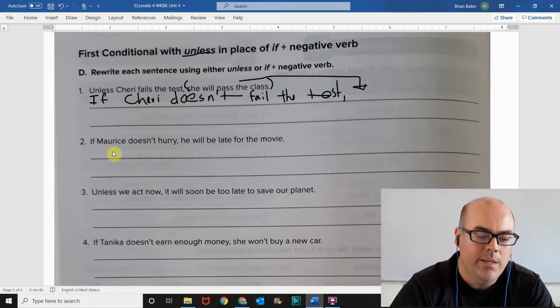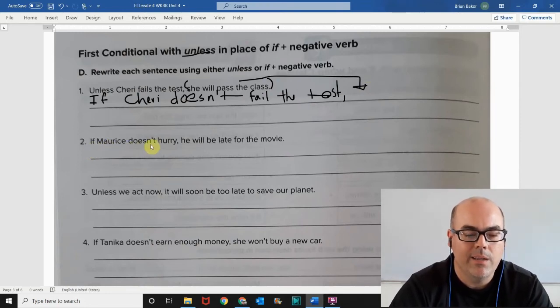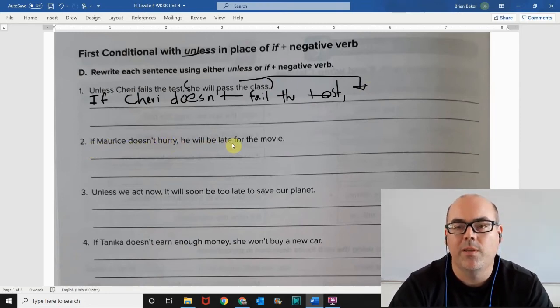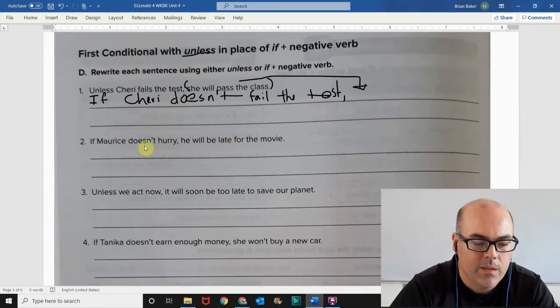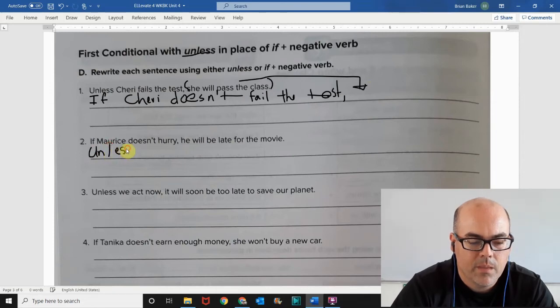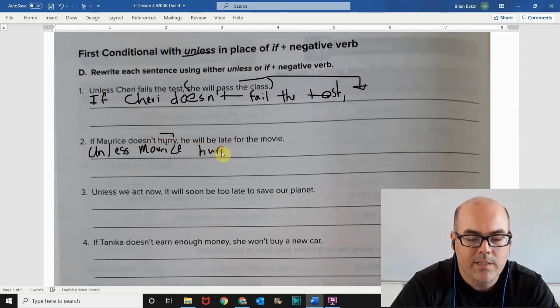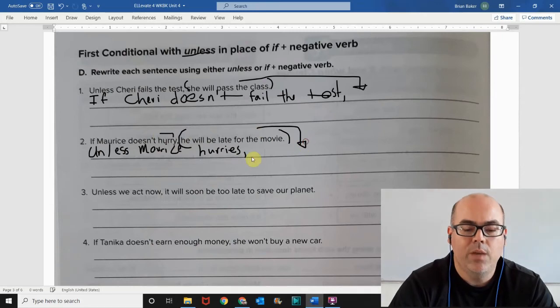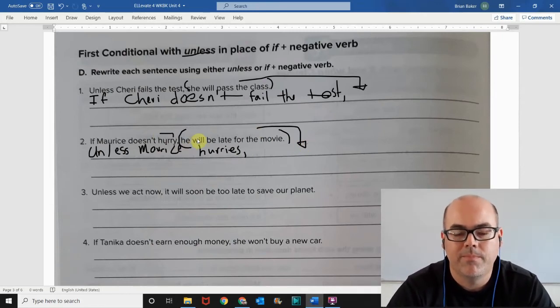Number two, if Maurice doesn't hurry, he will be late for the movie. So let's follow this one. Unless Maurice, all right, so we need to use hurry. So unless Maurice hurries, he will be late for the movie. All right.